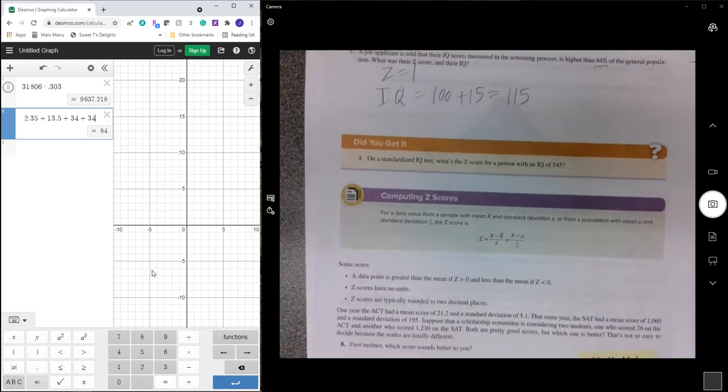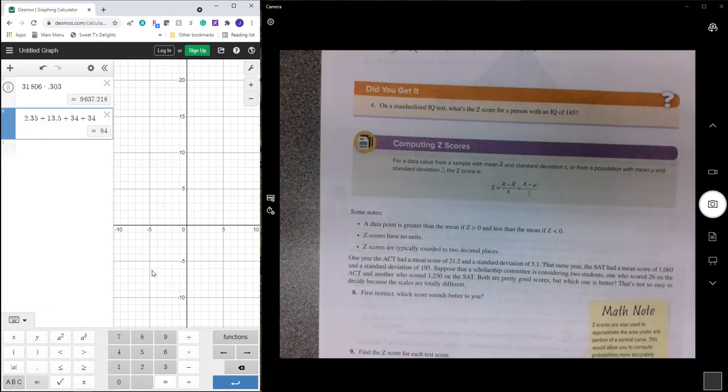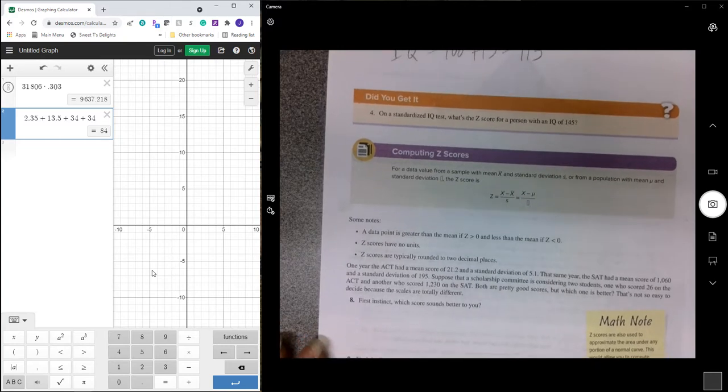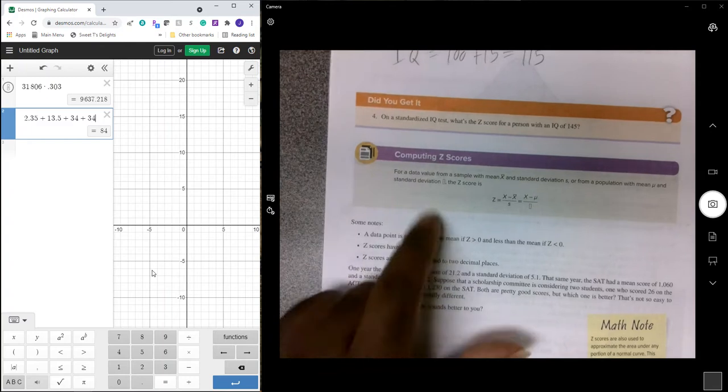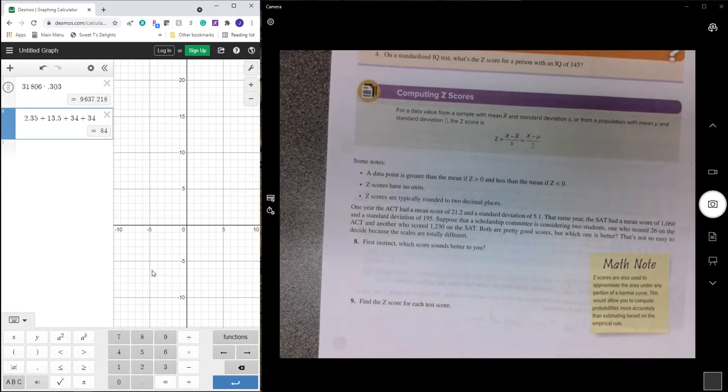Now it says computing z-scores. For a data value from a sample with mean x bar and standard deviation s, or from a population with mean mu and standard deviation sigma, the z-score is, and then they give us the formula here. All right, now it says a data point is greater than the mean if z is greater than 0 and less than the mean if z is less than 0. Z-scores have no units. Z-scores are typically rounded to 2 decimal places.